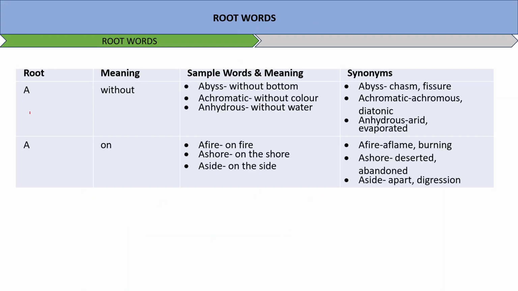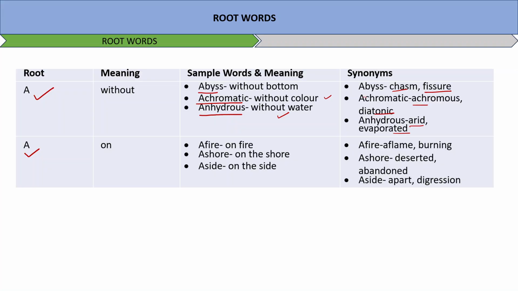Root a, one root a means without, one root a means on, right? So without and on both are the root meanings. When I say without, some of the sample words and meanings are abyss, achromatic, anhydrous. What is the meaning of abyss? Without bottom, without any base, right? Achromatic, without color, anhydrous, without water. What can be synonyms to the word abyss? Chasm, fissure. Achromatic, achromous, diatonic. Anhydrous, arid and evaporated, right? So these can be some of the synonyms which we can associate with these words.